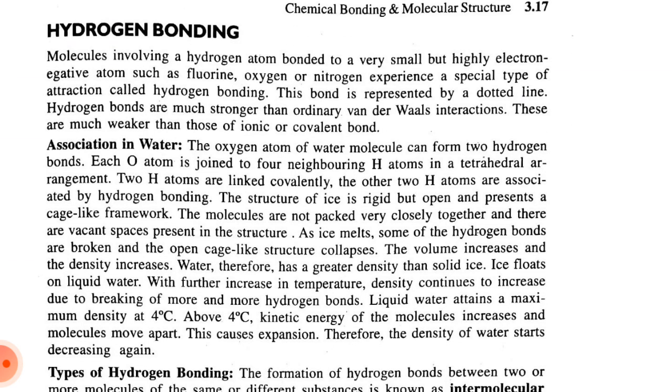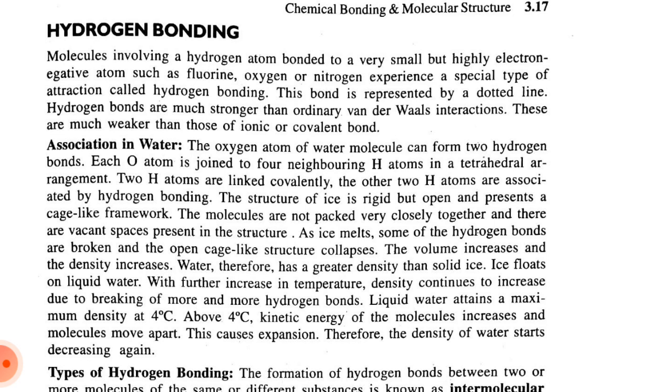Hydrogen bonding. Molecules involving a hydrogen atom bonded to a very small but highly electronegative atom such as fluorine, oxygen or nitrogen experience a special type of attraction called hydrogen bonding. This bond is represented by a dotted line. Hydrogen bonds are much stronger than ordinary van der Waals interactions, but much weaker than ionic or covalent bonds.